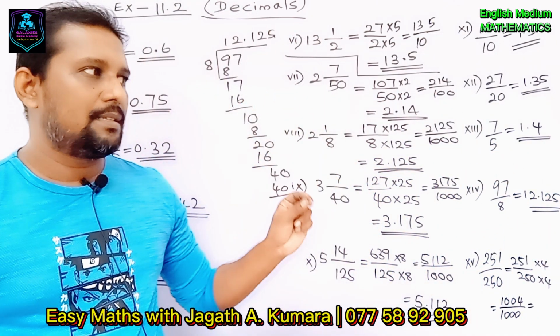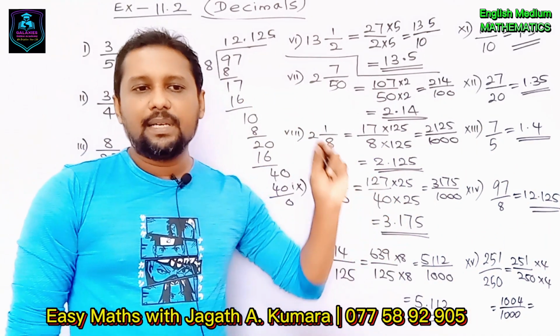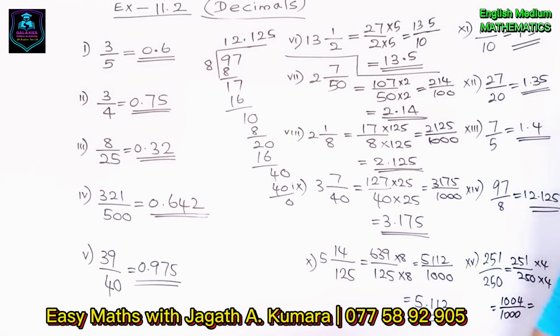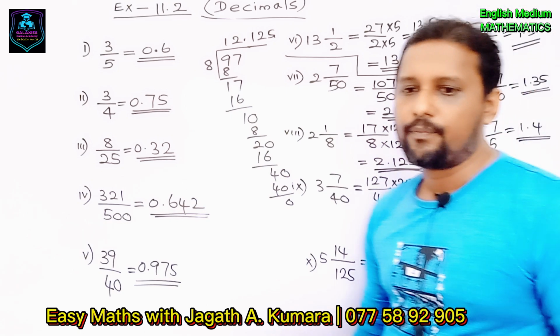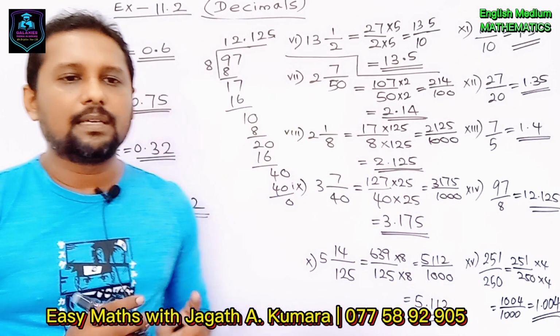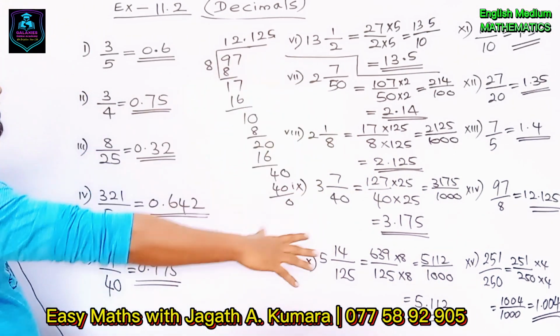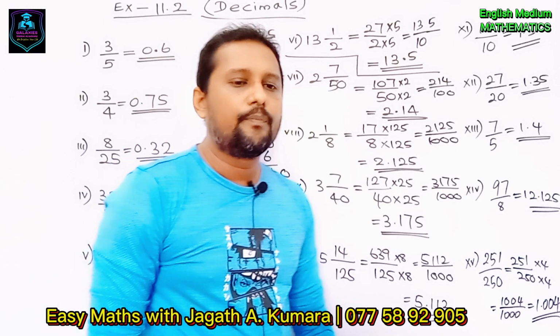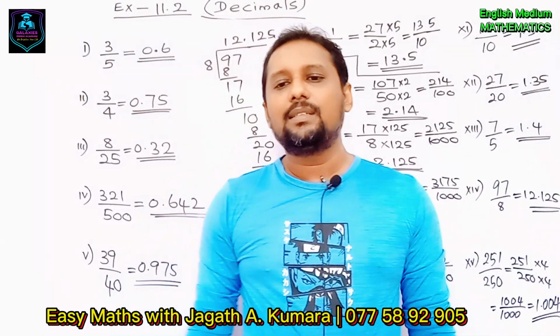1000 has 3 zeros, no? So you have to keep 3 decimal places. So what is the answer? 1.004. 1.004. Right. Now using both methods, I discussed these 15 parts. They are the 11.2 exercise questions of your textbook. Right. They are the answers.